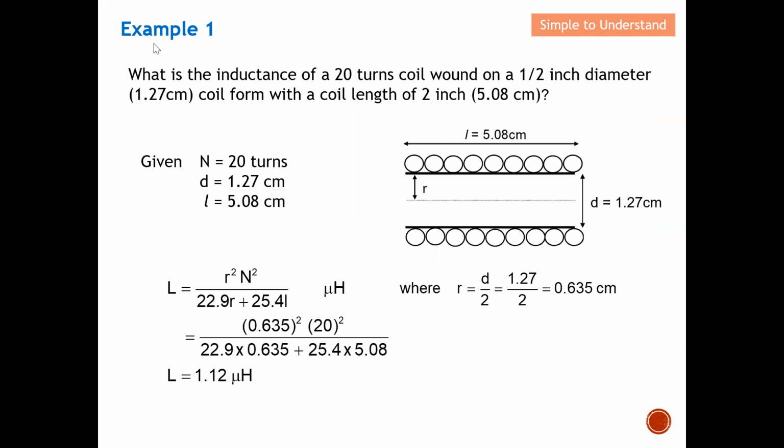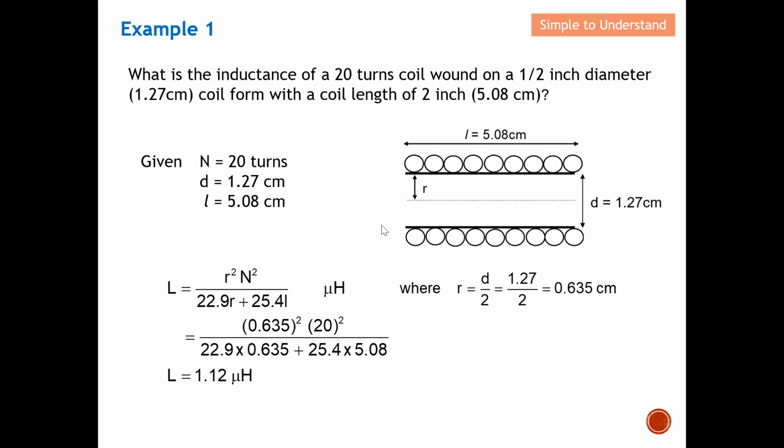Let's understand by doing an example. This will be example 1. In this example 1, I will give you all 3 parameters, and from the 3 parameters, we can compute the inductor value. Let's start. What is the inductor of a 20-turn coil? From here, I know that N is equal to 20, on a half-inch diameter. If we convert half an inch into centimeters, it will be 1.27 centimeters. Formed with a coil length of 2 inches, which is 5.08 centimeters. So I have all the 3 parameters.